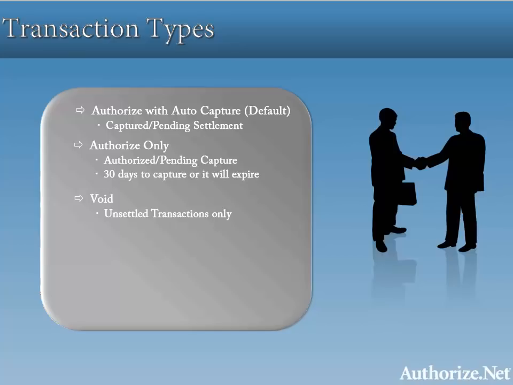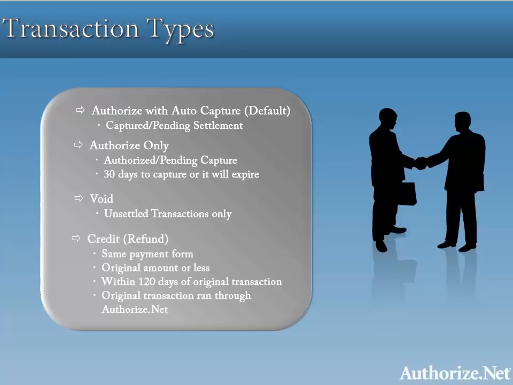A void allows you to cancel any transaction that has still not been batched out. If the transaction has already been settled, you cannot void it. You would have to refund it. Which brings us to the last transaction type we'll talk about, a credit or refund. This allows you to return funds to the original credit card.